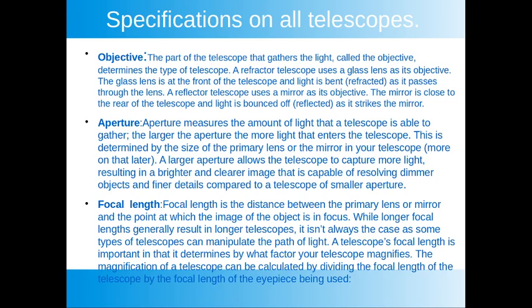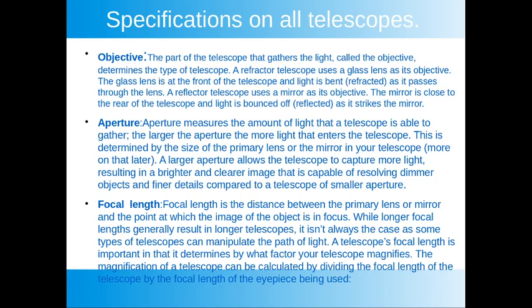Next, you have to study the term called focal length. Focal length is the distance between the lens or mirror and the point at which the image of the object is in focus, while longer focal lengths generally result in longer telescopes. It isn't always the case, as some types of telescopes can manipulate the path of light. There is an internal arrangement inside the telescope so that they can form an image even with a smaller telescope.